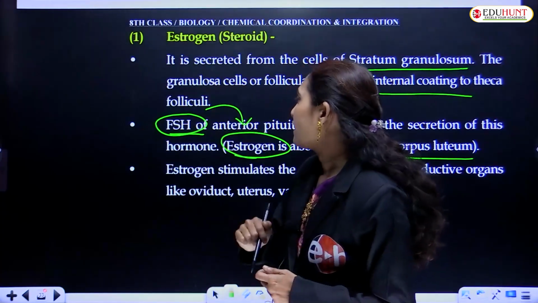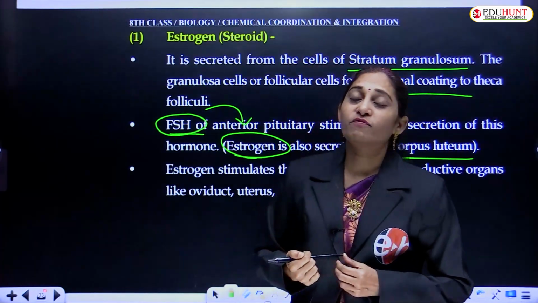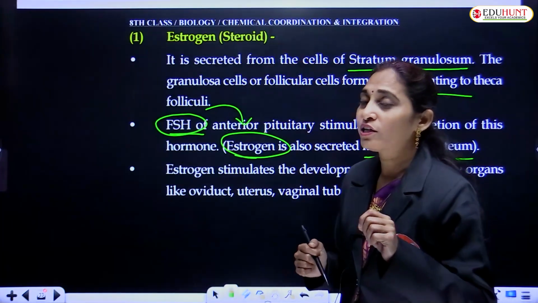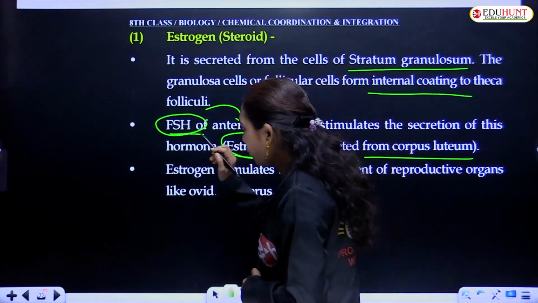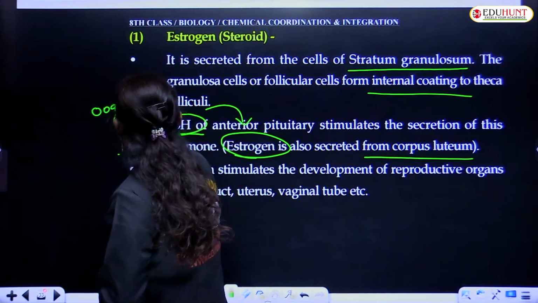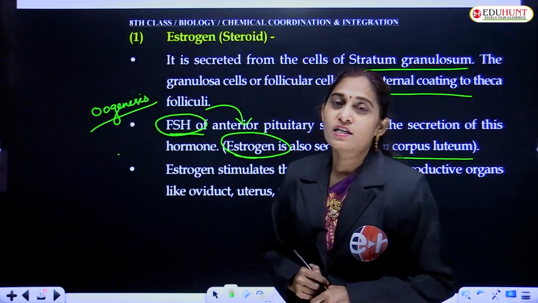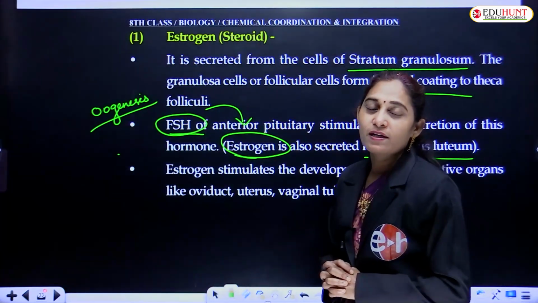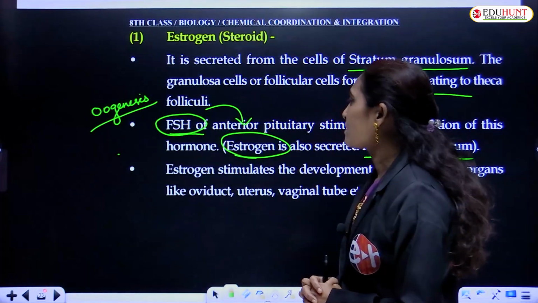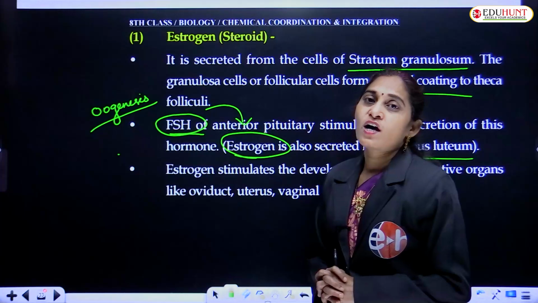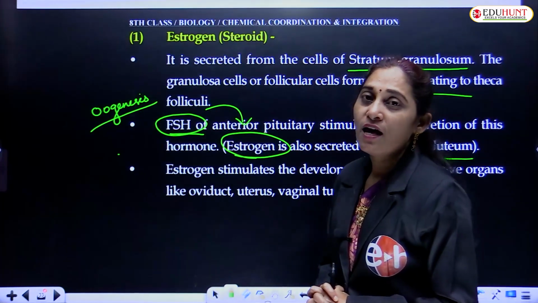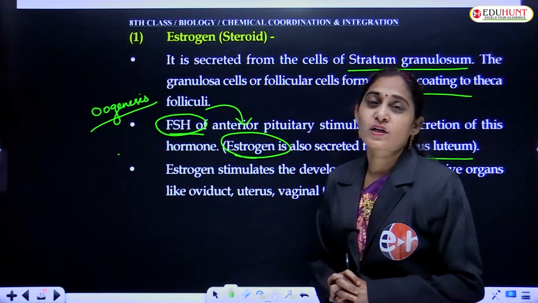In females, it is responsible for the formation of egg, called oogenesis. In males it is called spermatogenesis and in females it is called oogenesis. Oogenesis happens with the stimulation of follicle stimulating hormone, which is secreted by the anterior lobe of the pituitary gland.